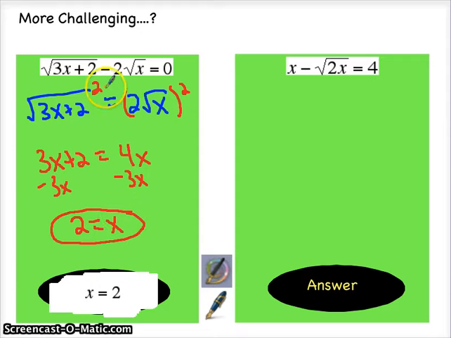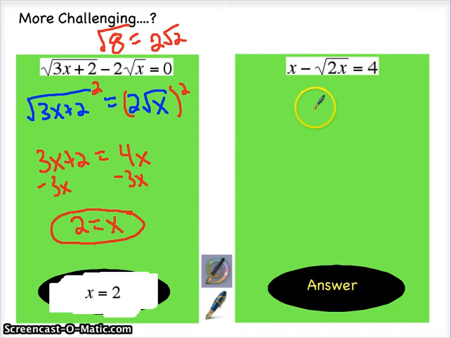Again, we also could have plugged our x back in ourselves and found out that 3 times 2 is 6 plus 2 is 8. The square root of 8 minus 2 root 2, well, remember the square root of 8, if you break that down, is 2 root 2. So square root of 8 minus 2 root 2 just cancels itself and you get 0.